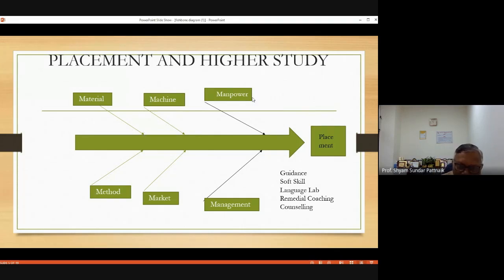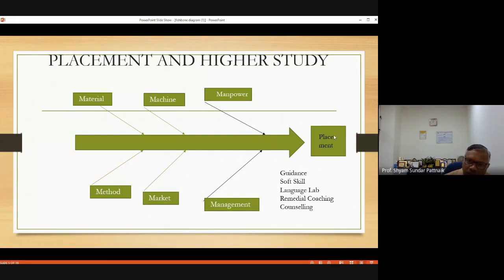When we talk about manpower, if the main cause is manpower, then my sub component may be that there is no placement officer. The placement officer is there, but the supporting staff are not there. Or the placement officer is there, whereas each department's counselors are not there. Mark the different components which I am bringing. The main problem which I defined is placement and higher study, and keeping that in my mind, I said that manpower is a main cause for this.